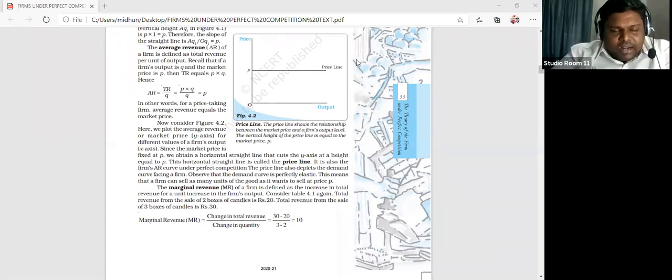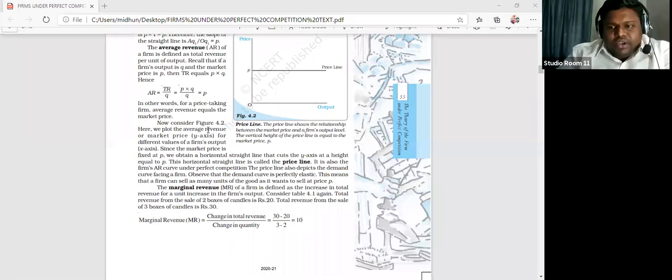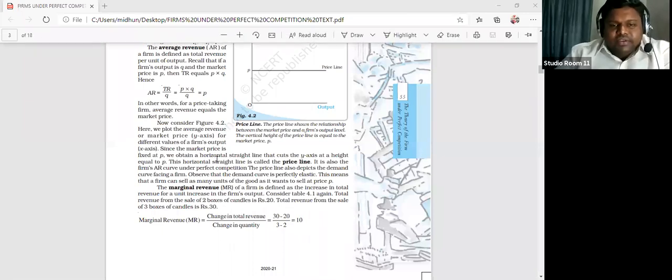Remember, under perfect competition the price line also depicts the demand curve facing the firm. Observe that the demand curve is perfectly elastic. This means that the firm can sell as many units of the good as it wants to sell at that price P. Clear or not? So for price P, the firm is ready to sell as many units of the product. So that's the relationship between the total revenue and the average revenue.